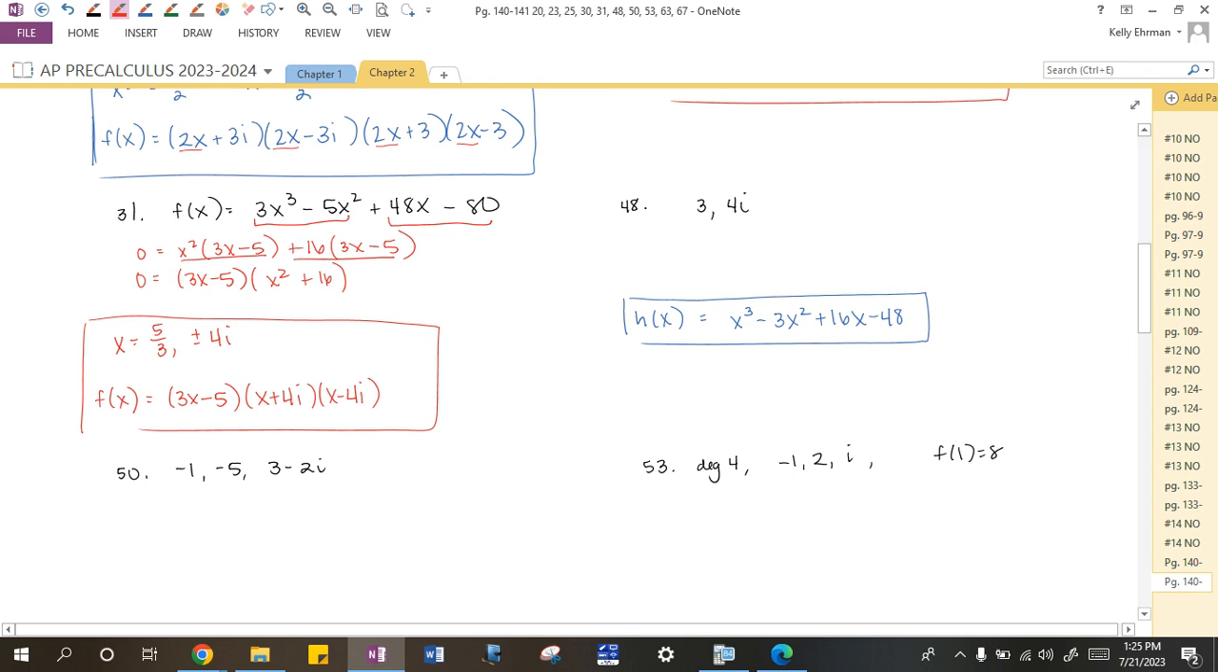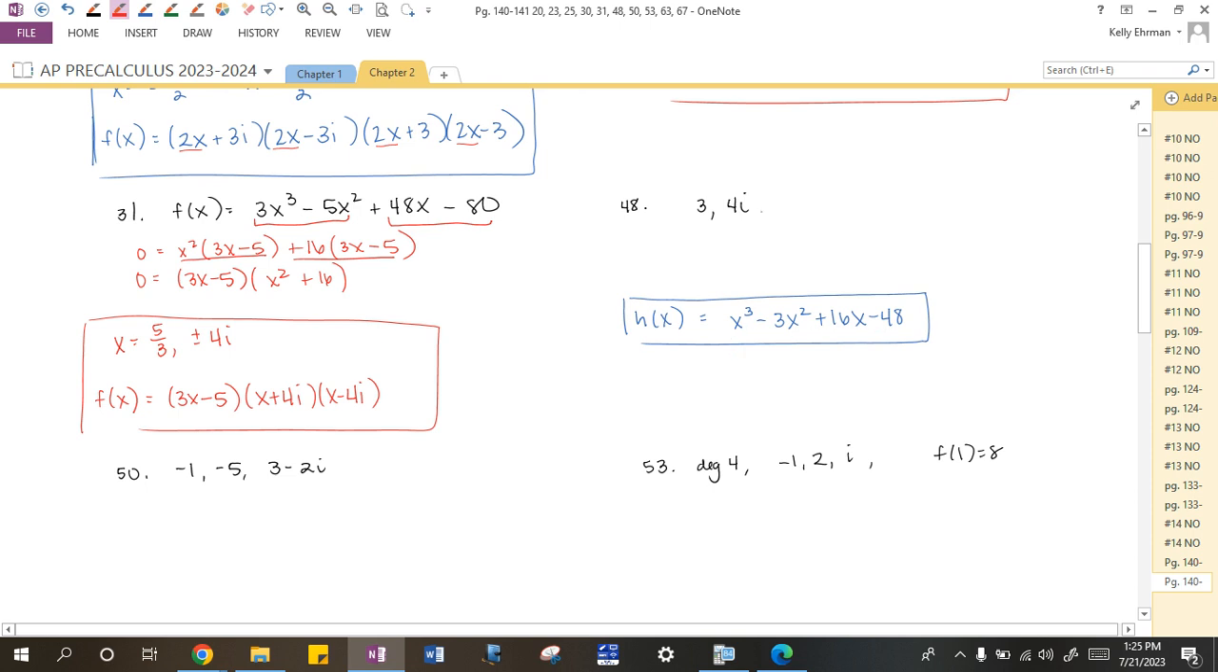Okay, and then we're switching gears for number 48. This time we're given zeros, so we're told that a function has zeros 3 and 4i. And we're supposed to write a function that has those zeros. So there are multiple answers here because of coefficients. You could choose to multiply any coefficient times your final answer, but I want to show you how I got here.